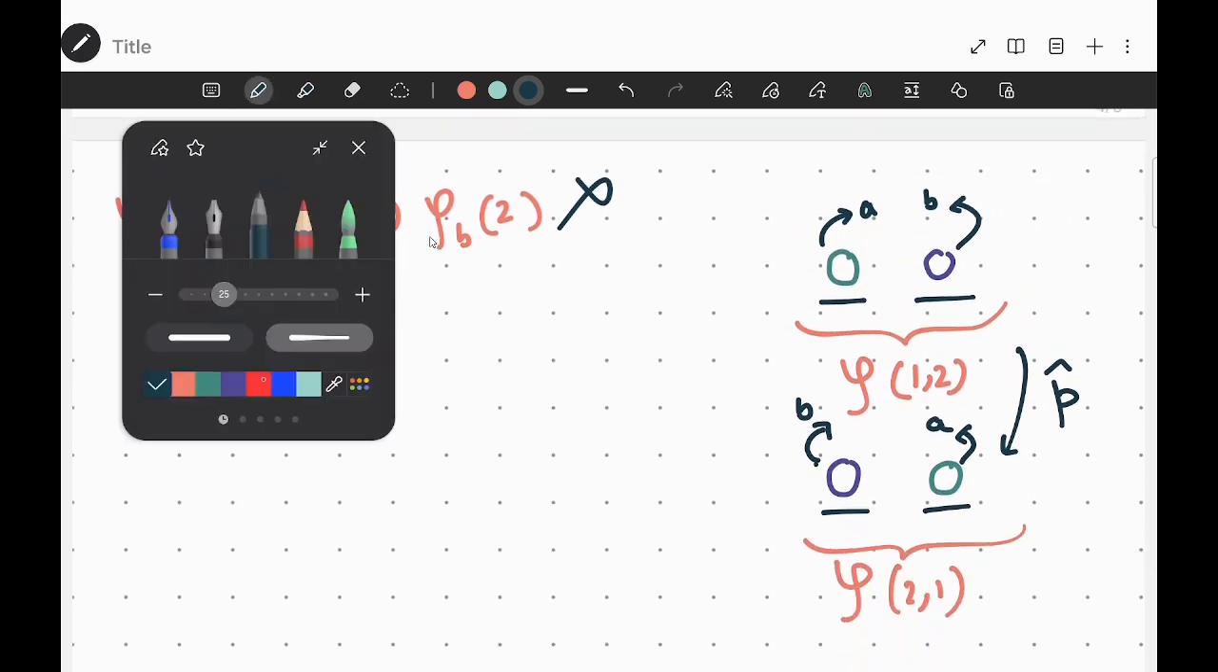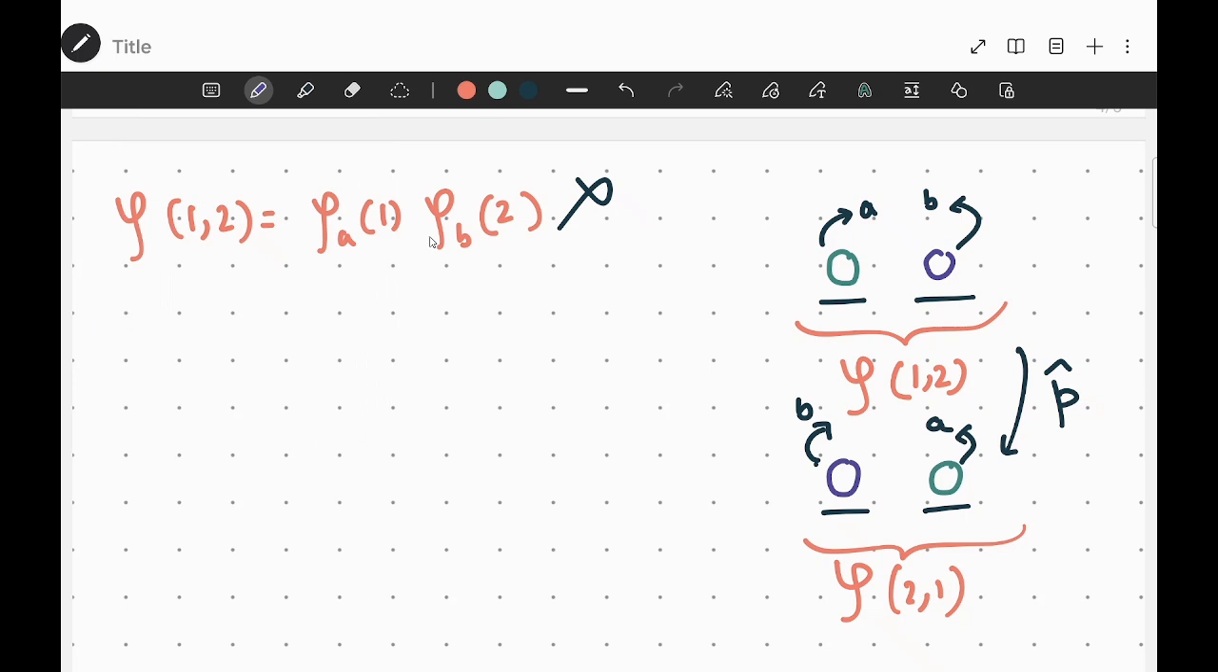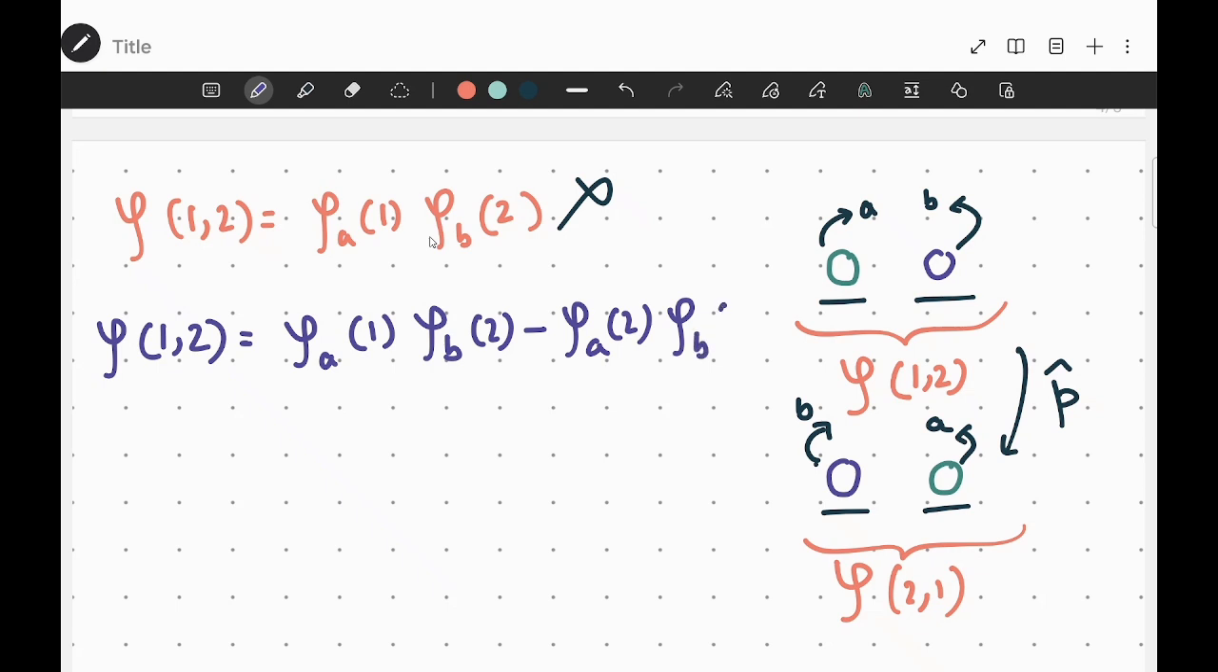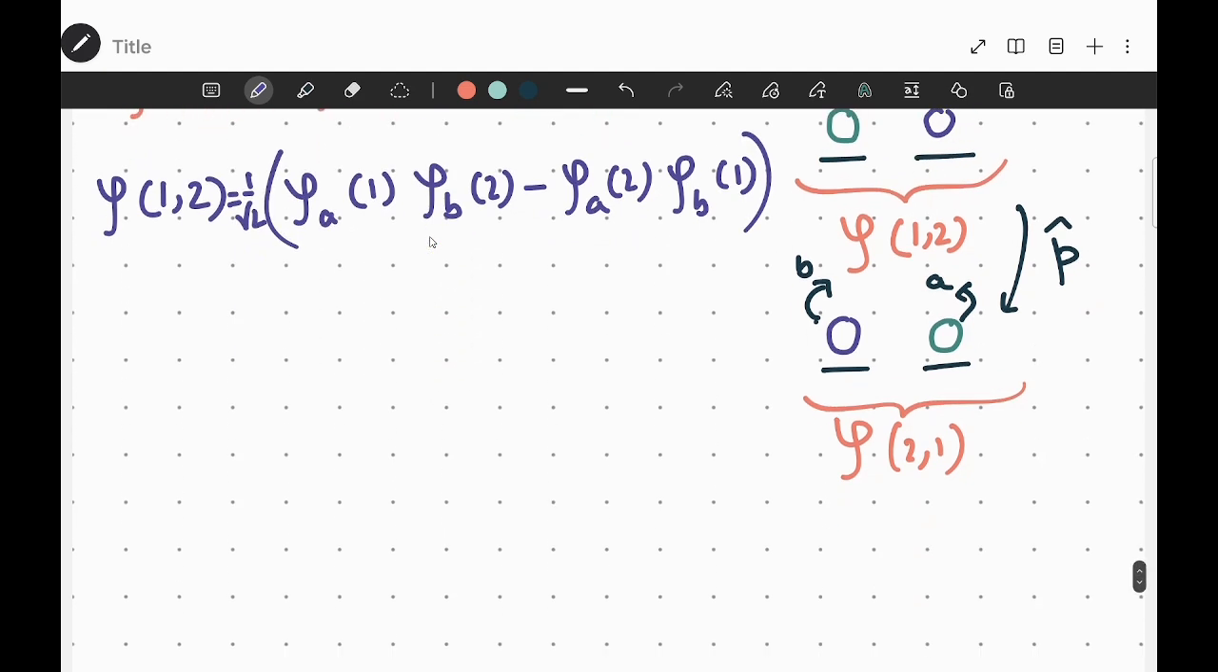So what form can we write? The acceptable form for psi 1 2 I'm writing as psi A1 psi B2 minus psi A2 psi B1. The linear combination of that form. Linear combination means not only the plus, also the minus, and obviously there will be 1 by root 2 to normalize the wave function. So this is accepted. How? Now we can check it. This is psi 1 2.